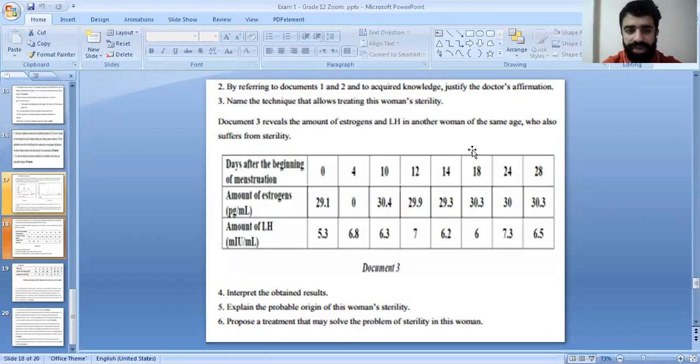sterility. So this woman also suffers from sterility. At day 0, the amount of estrogen was 29.1 picogram per milliliter, and that of the LH was 5.3 MIU per milliliter. As we move to day 4, the amount of estrogen decreases to become approximately constant. By that of LH, it decreases and then increases at day 12, and then decreases, and so on. It fluctuates.